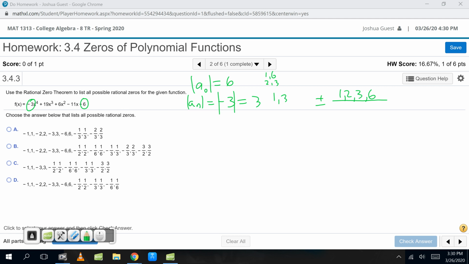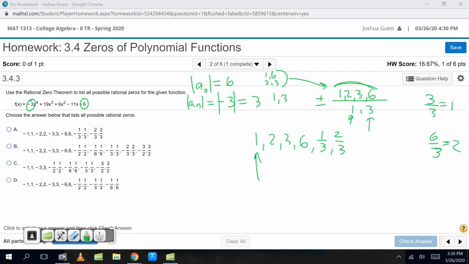I list out my factors up here in the numerator, and then 1 and 3. That's the a sub n, the coefficient of the highest power. Then I divide all of these by 1, and then I divide all of these by 3. So I'm going to have 1 over 1, 2 over 1, 3 over 1, and 6 over 1. Then 1 over 3, 2 over 3, and when I write 3 over 3, what does 3 over 3 simplify to? 1, which is already written down. And 6 over 3 is 2, and I already had that written down as well.